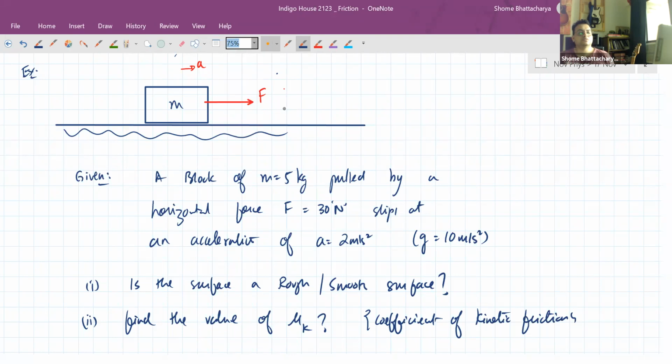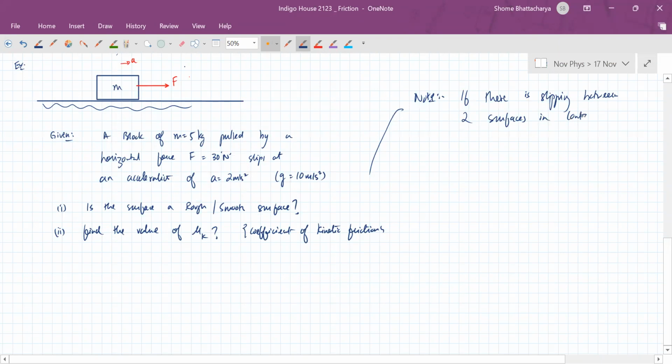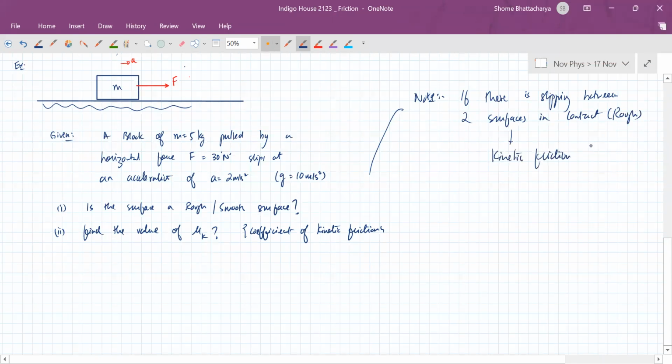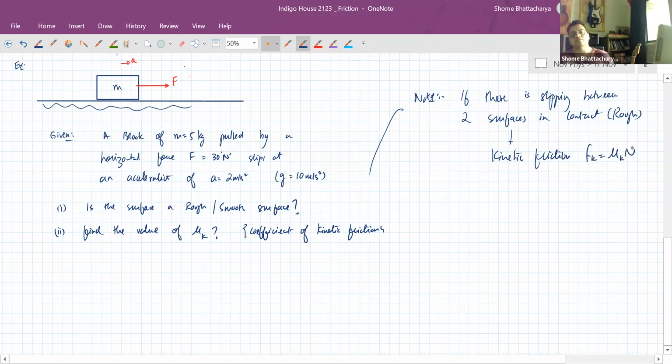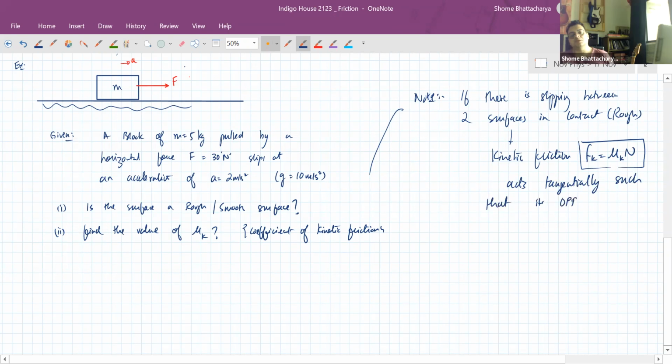So the background to this question is that we know that if there is slipping between two surfaces in contact, which are rough surfaces, then kinetic friction equal to coefficient of kinetic friction into normal reaction acts tangentially such that it opposes slipping.